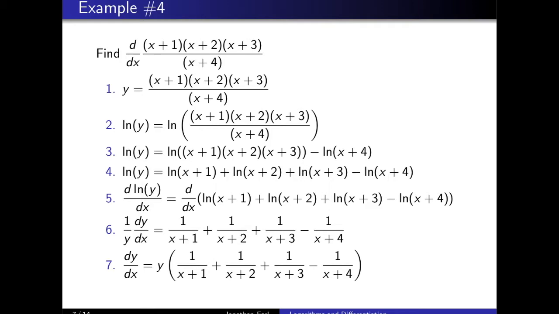Now we could do this with some combination of the product rule, quotient rule, maybe expand out the numerator and then just do a quotient rule, something like that. But I'm going to propose that logarithms can help us a lot here.